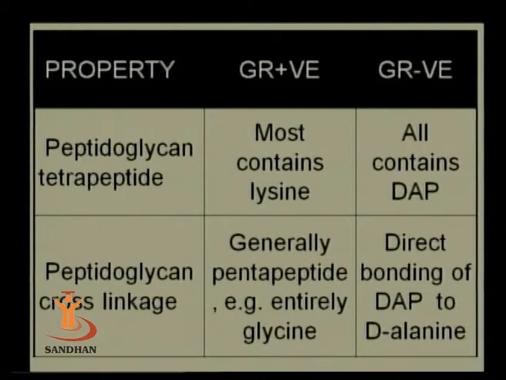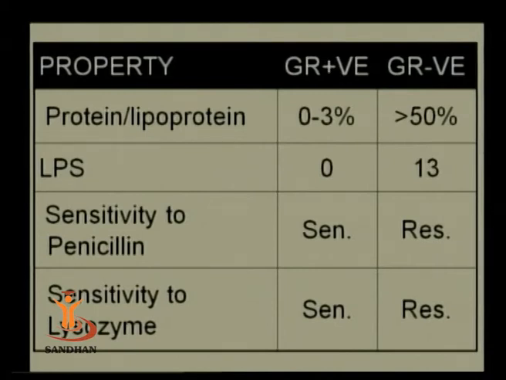If you see the peptidoglycan tetrapeptide, in gram positive bacteria most contain lysine as part of the tetrapeptide, while in gram negative bacteria all contain diaminopimelic acid. For peptidoglycan cross-linkage, in gram positive bacteria generally a pentapeptide bridge, for example entirely made up of glycine, is used, while in gram negative bacteria there is direct bonding between diaminopimelic acid, the third amino acid of one peptide, and the fourth amino acid of another peptide, that is D-alanine.